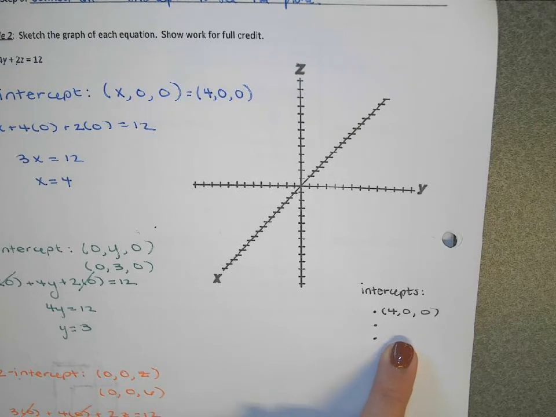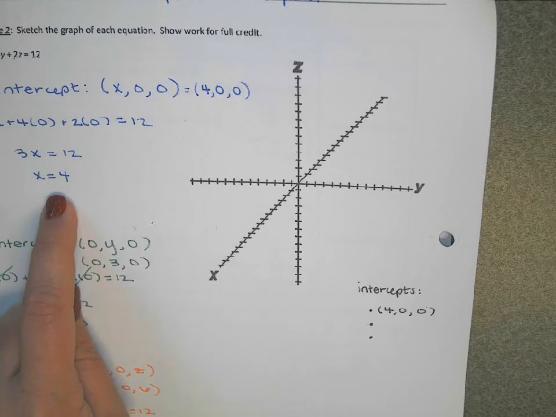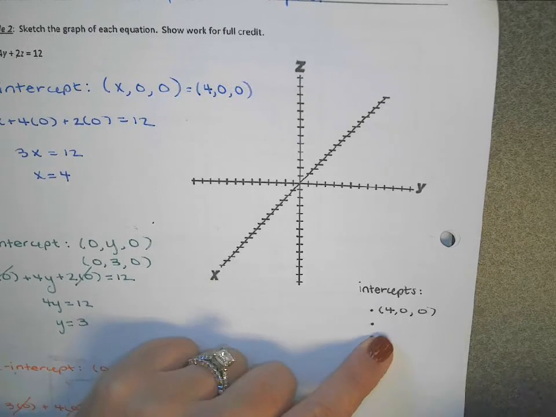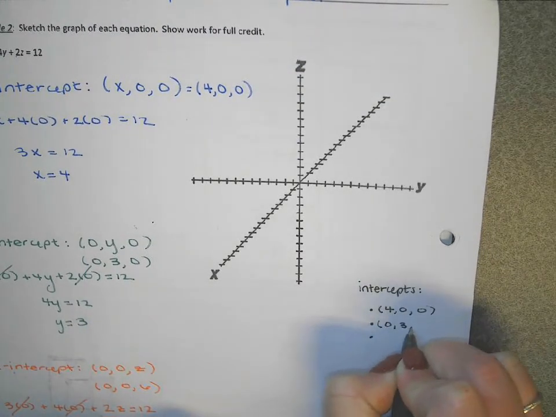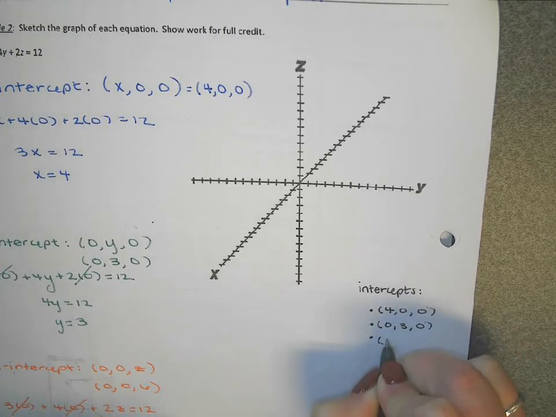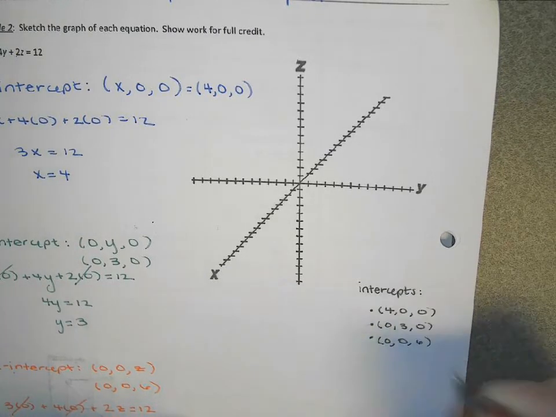Intercepts are points. X equals 4 is a plane when we're talking about it in 3D. Just like in 2D, when we say x equals 4, that's a vertical line through the x-axis at 4. It does not represent the intercept as a point. Okay, so 4, 0, 0. The y-intercept is 0, 3, 0, and the z-intercept is 0, 0, 6.